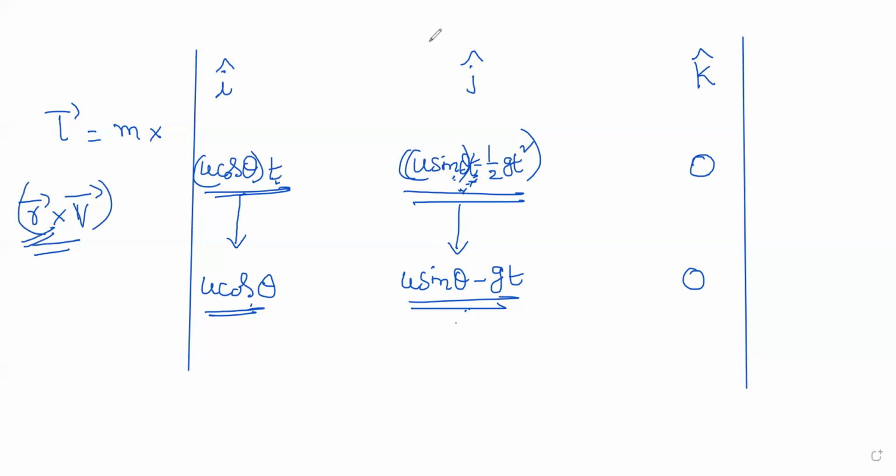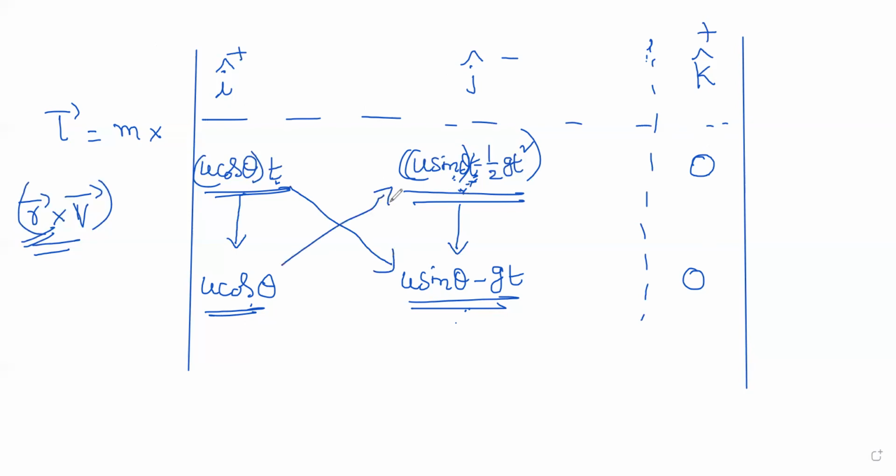This problem is way too simple, because one entire column has 2 zeros, and then you can expand with respect to k cap. And now we put a plus sign here, minus sign here, plus sign here. So it is plus k cap multiplied by this into this minus this into this. This is how we do it. So let us do this.